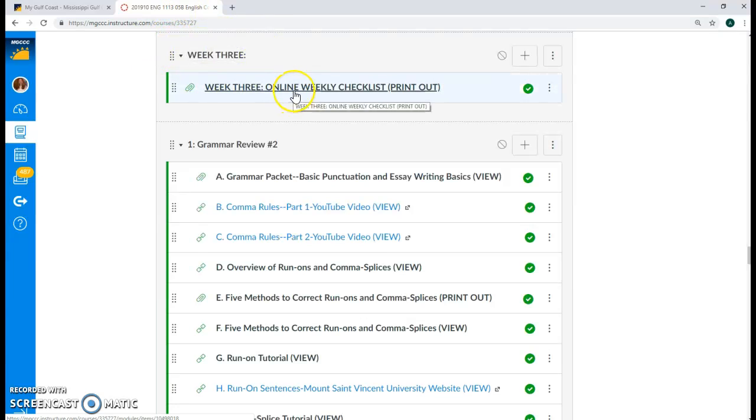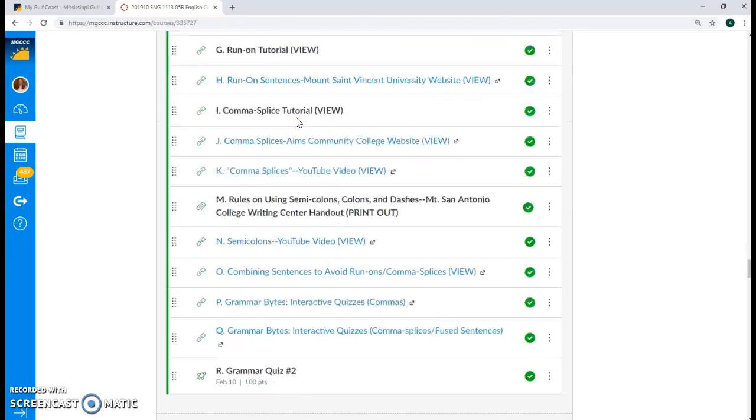As always, I highly encourage you to print out the online weekly checklist. Print it out so you know all of this week's mandatory must-do assignments as well as the optional assignments. And please do this earlier in the week, at least Monday or Tuesday, so you have it printed or saved and can reference it so you know what you need to do for the rest of the week. All right, well, we're going to scroll down below week 3's modules.